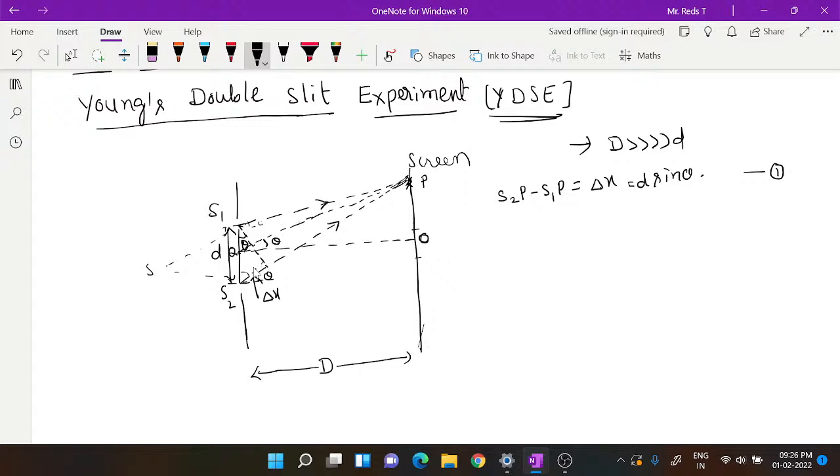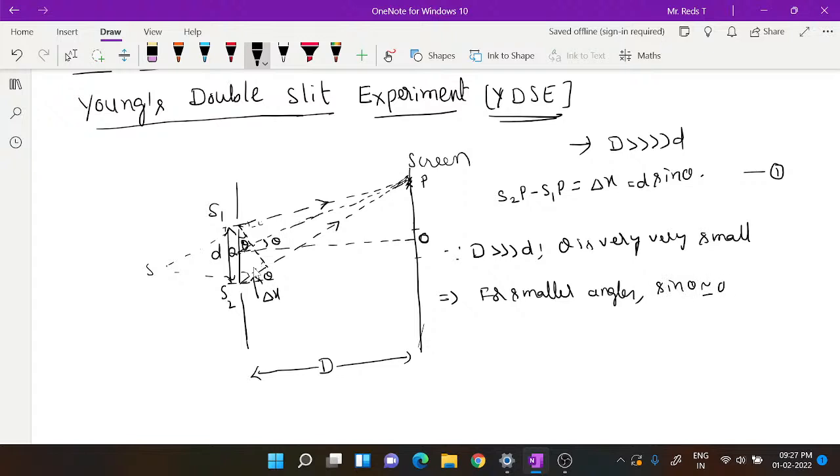Because capital D is much greater than small d, all these S1P, S2P and QP are parallel, and hence theta is very small. Because D is much greater than small d, theta is very, very small. So for small angles, sin theta is approximately equal to theta, tan theta is also approximately equal to theta, and cos theta is approximately equal to 1.